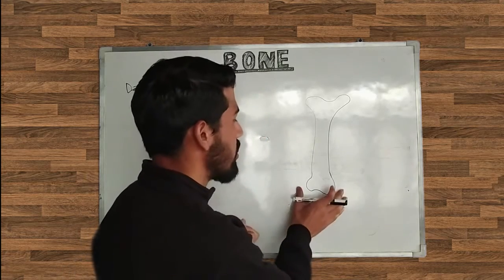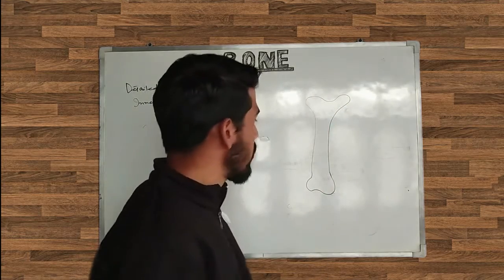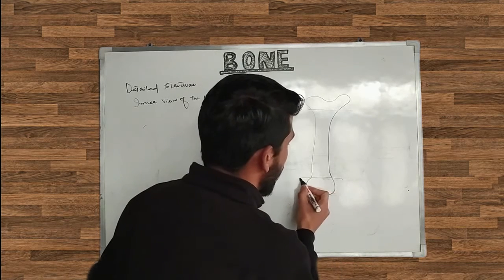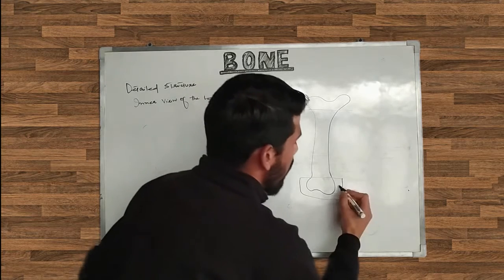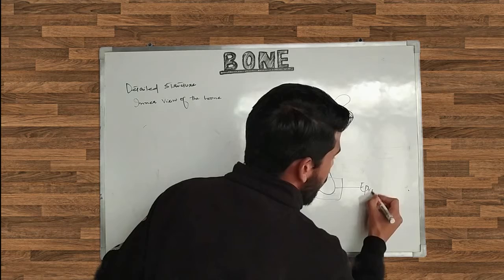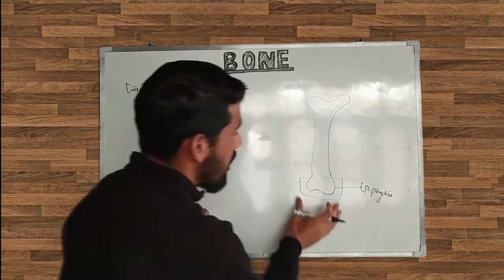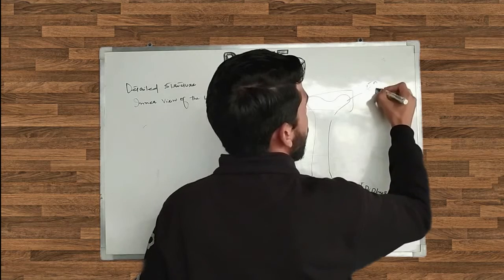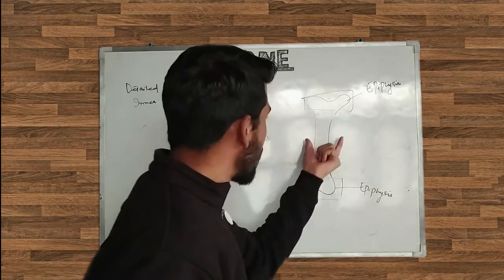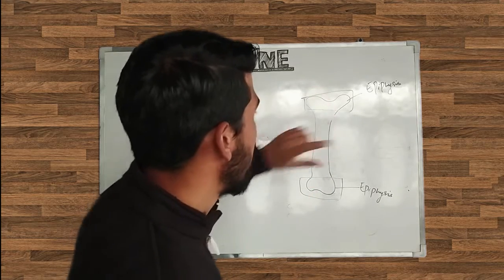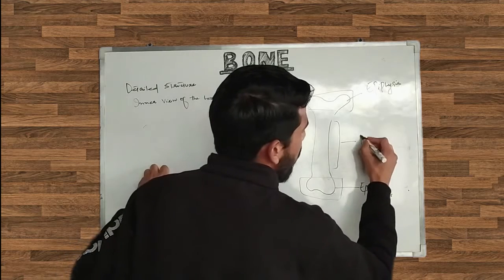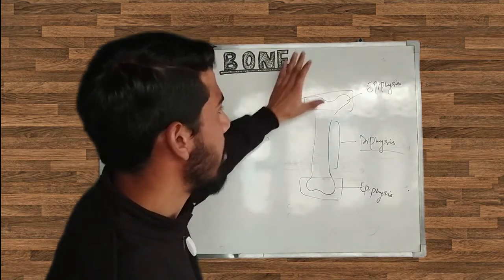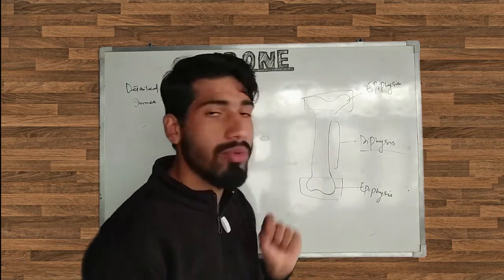We label the names. What is the name of this part of the bone? So this head part is called epiphysis, okay? This end part is called epiphysis. Same here, this part is called epiphysis. Now this narrow part, this shaft of the bone, is called diaphysis, okay? So the end parts of the bone are called epiphysis, and this narrow part of the bone is called diaphysis.